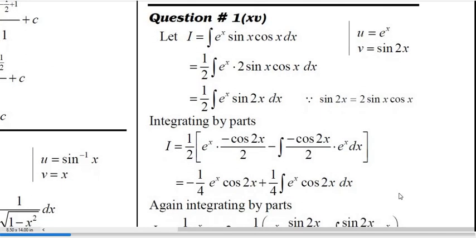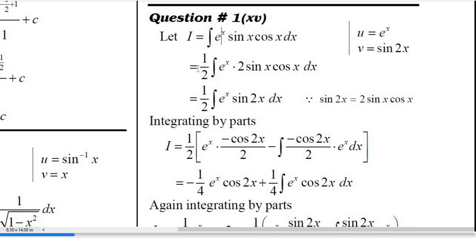Next, question number 1, part number 15, which is: let I is equal to integration of e power x sin x cos x dx. Here this function is an exponential function, and these two functions are trigonometric functions. Here we consider these two functions as one function, and this e power x exponential function as another function.